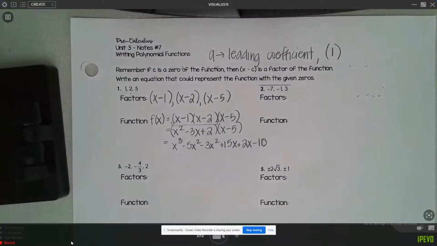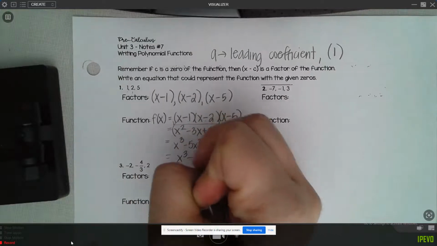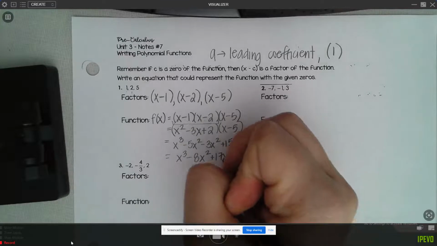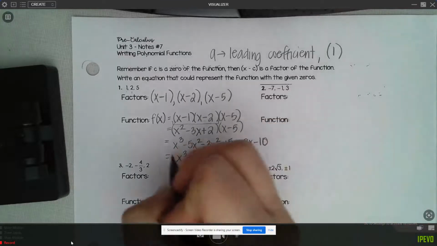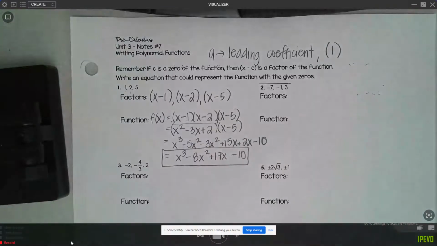Now, what's the last thing we're going to do? Just combine like terms. So your final answer is x cubed minus 8x squared plus 17x minus 10. There's your function. Does that make sense? Plug it and go.